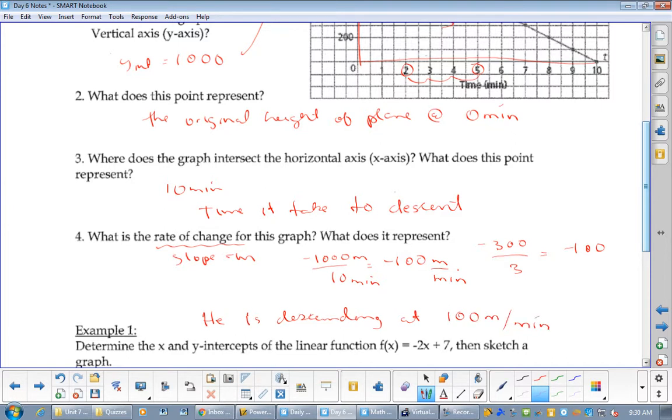Now, do you see I didn't go negative? Because I've already said descending, right? So you could say he is ascending at negative 100 meters per minute. But do you see how descending says it's negative? So he's going down at 100 meters per minute. So whenever you do a slope, it actually has units that will tell you what's going on. It actually gives you a generalization of the graph.